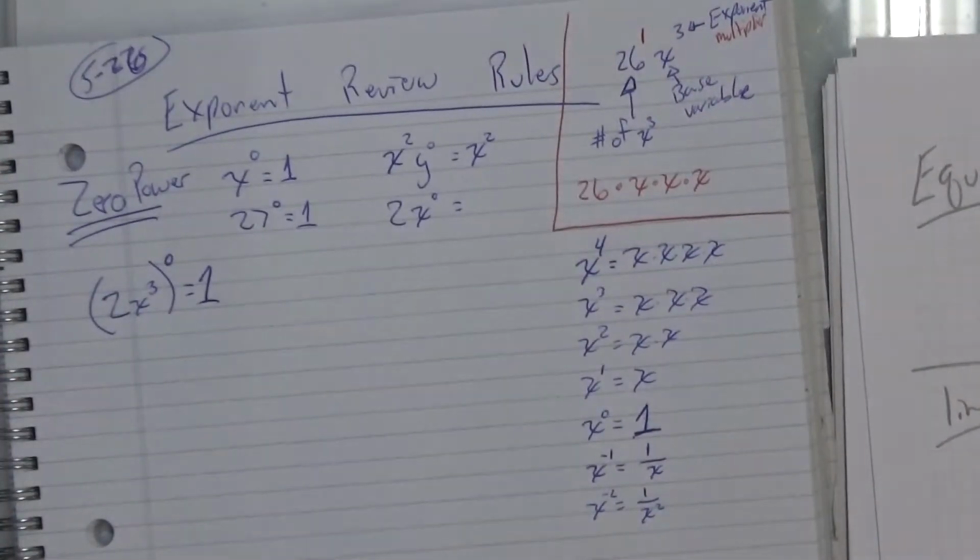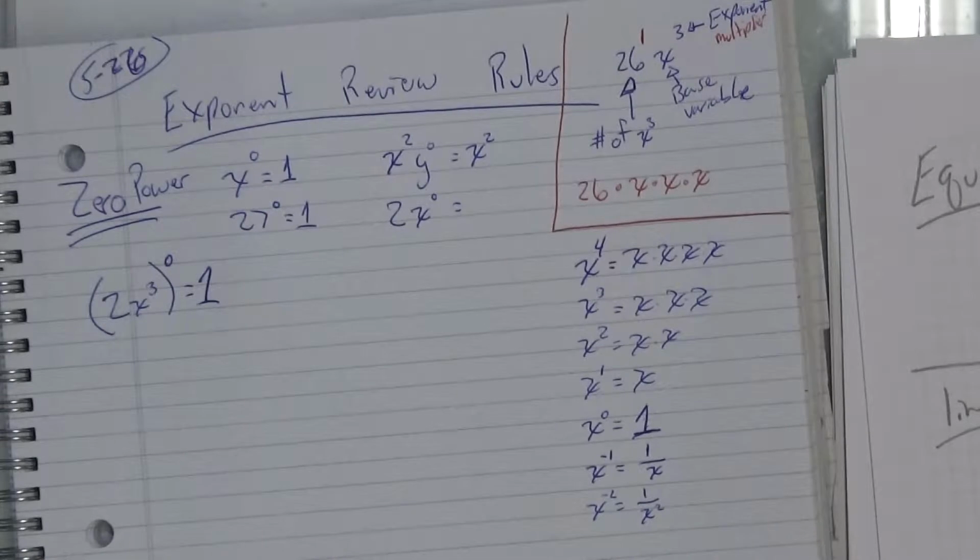You could do x squared times 1. Do you have to put the 1? No. Because anything multiplied by 1 is itself. The 1 is implied. Okay?